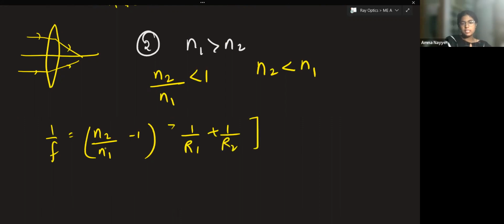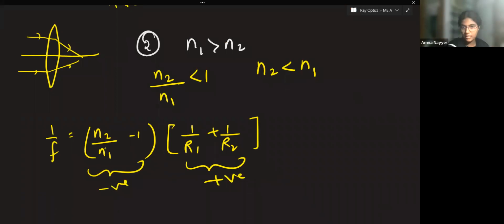See, this term will still be positive, but this term will be negative this time, because N2 by N1 is less than 1, and you're subtracting a term which is less than 1 from 1. It's like 0.5 minus 1, 0.3 minus 1, and you're sure that your answer will come out negative. Negative multiplied by positive, so the focal length will be negative.